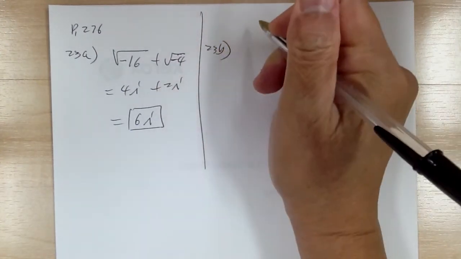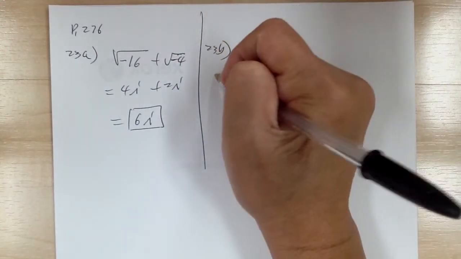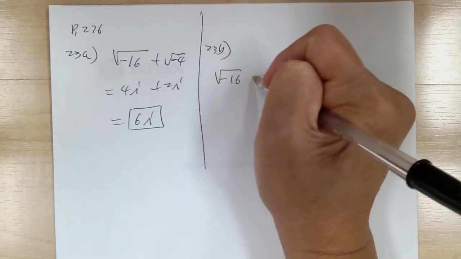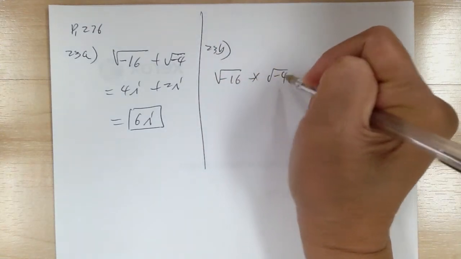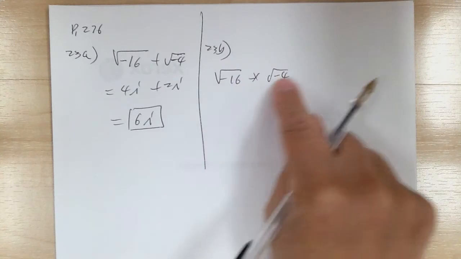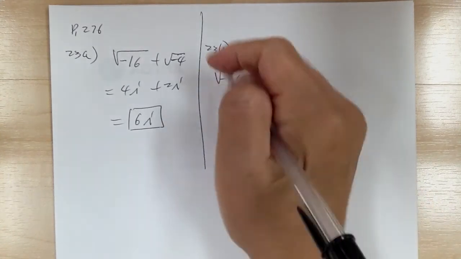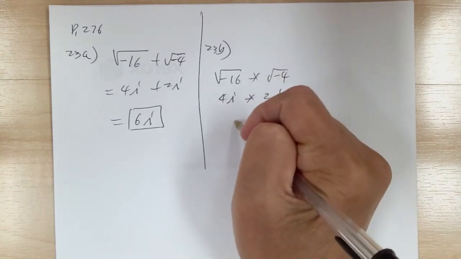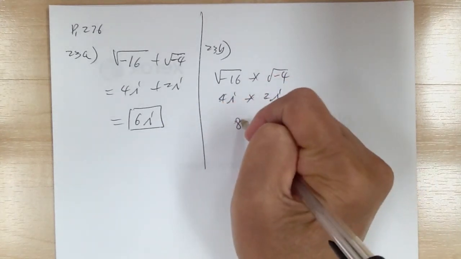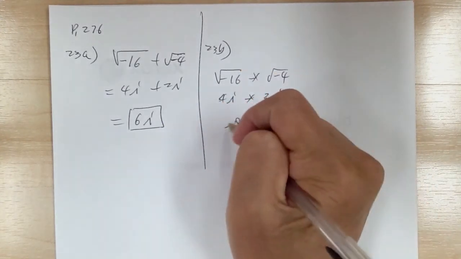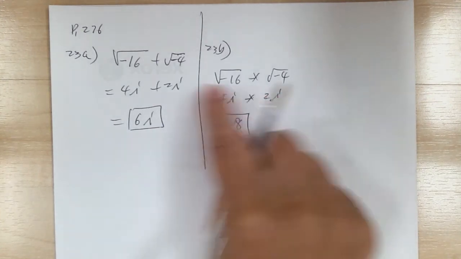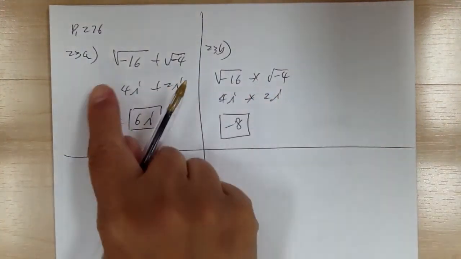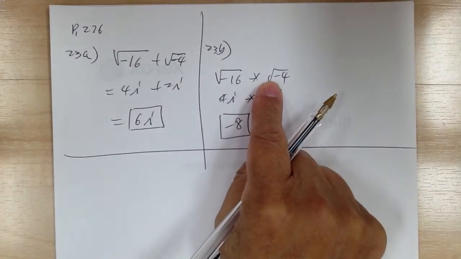23b, you have the square root of negative 16 times the square root of negative 4. So again, you have to take care of the i first. Don't multiply out the numbers, okay? So this will be 4i times 2i. So 4 times 2 is 8, and i times i is negative 1. So again, they are very different. Make sure you know the difference between addition and multiplication.